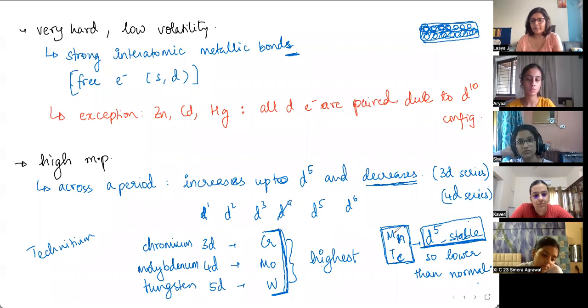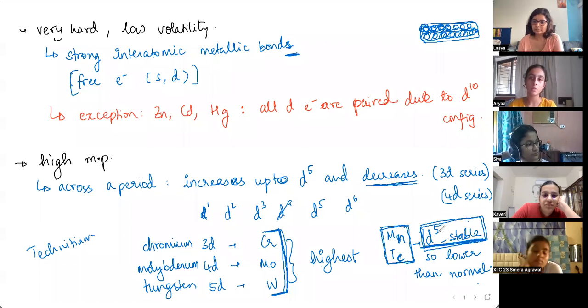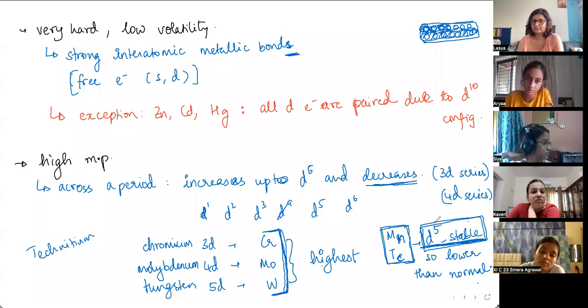Yeah, highest is not manganese. These are like the anomalies because of stable electronic configuration, so it's difficult to get those electrons out. Yes, you said thermal conductivity, like electrical conductivity, thermal conductivity, and then excess of electrons. How is thermal conductivity related to electrons?